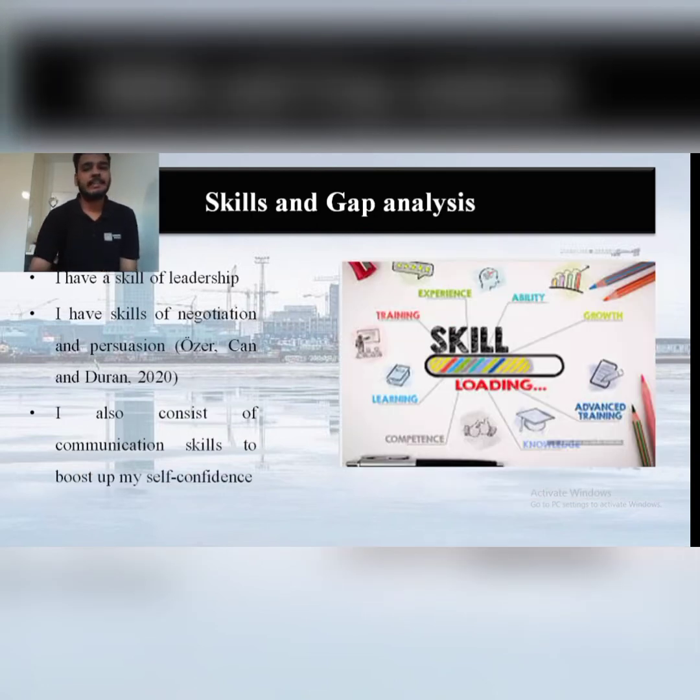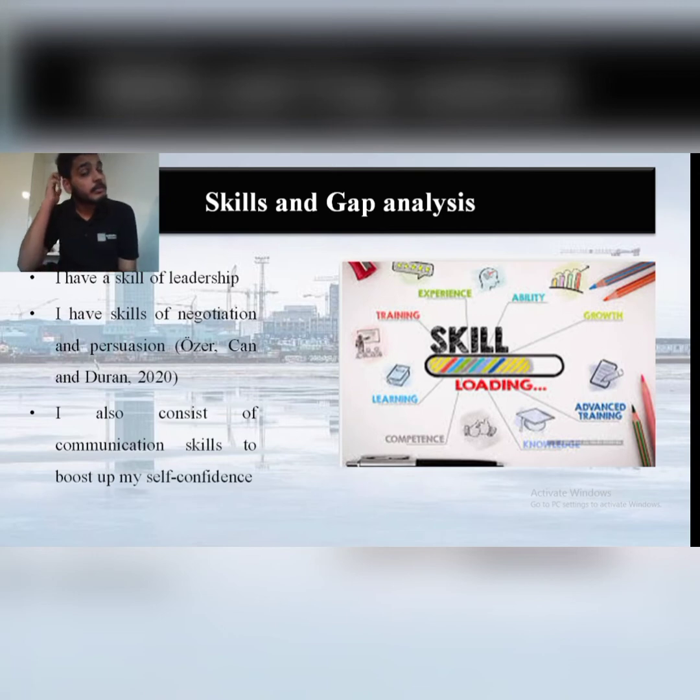So next is the skills and gap analysis. I have a skill of leadership. I have a skill of negotiation and persuasion. I also have communication skills to boost my self-confidence. I have a lot of skills and tactics that help me to configure the integration of new business plans based on the optimization of self-confidence of individuals.